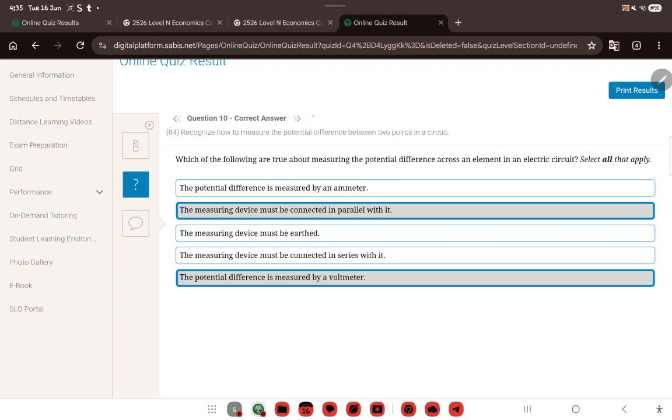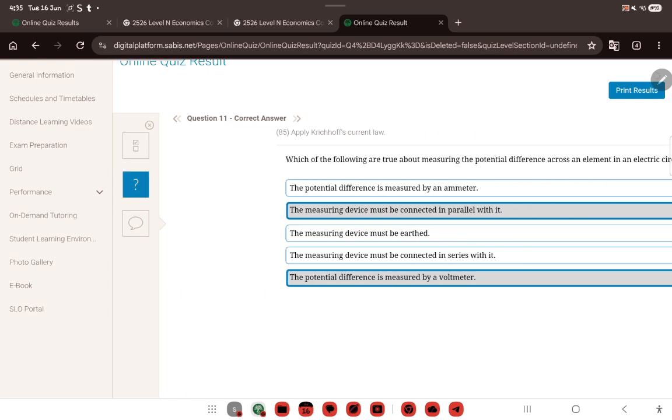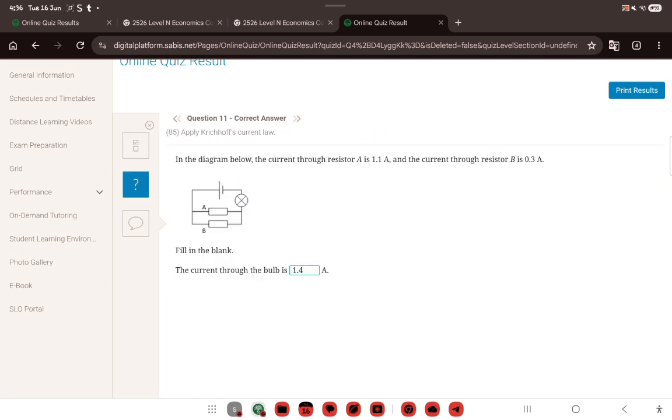Question 11. In the diagram below, the current through the resistor A is 1.1 amperes. This is 1.1, this is 0.3, and we know in parallel the current is additive, so we do 1.1 plus 0.3, we get 1.4.